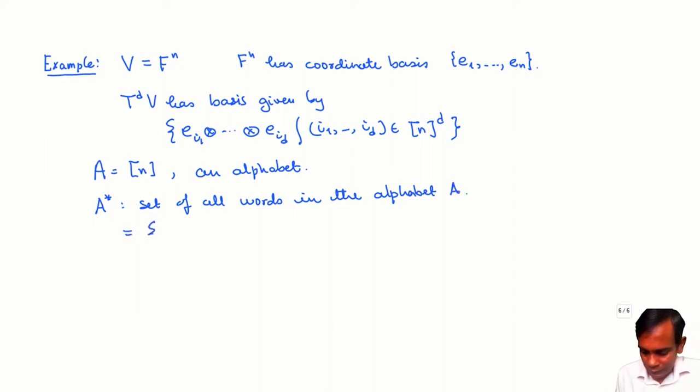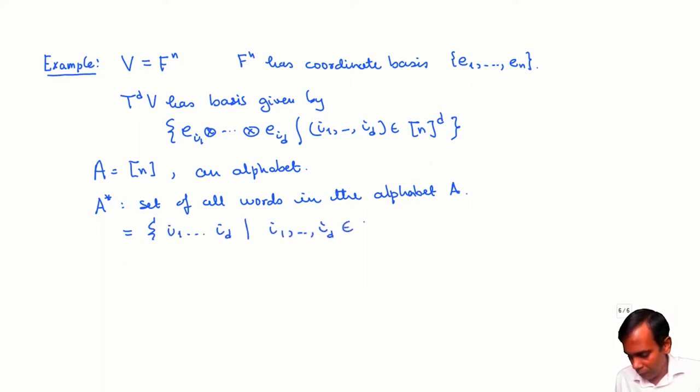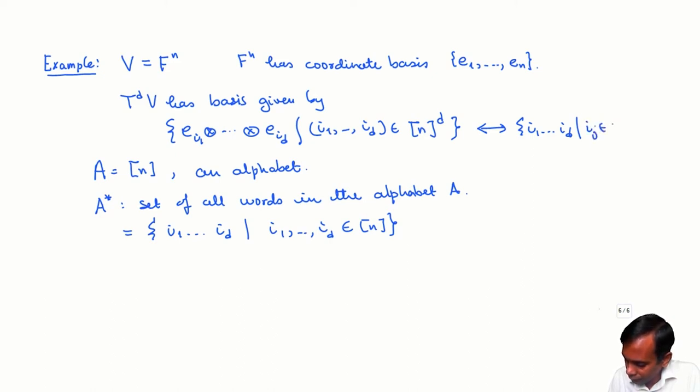So a word is just something of the form i1, i2, ..., id, where i1, ..., id belong to [n]. So this basis is in bijection with words of length d in the alphabet 1 to n. So the basis of T^d V is in bijection with words of length d in the alphabet 1 to n.